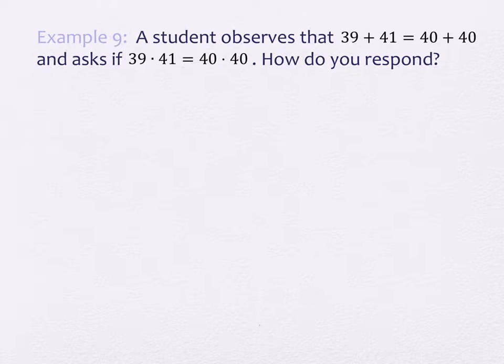A student observes that 39 plus 41 is equal to 40 plus 40 and asks if 39 times 41 is equal to 40 times 40. How do you respond? Now, notice what happened on the first argument, if you will, their first claim. What they did is they added one to one number and took one away from another number, right? That's actually a method we have. It was called the trading off algorithm. Do you guys remember that one?